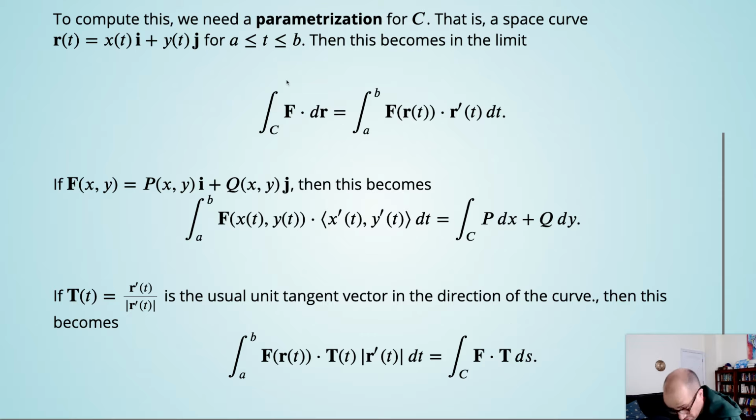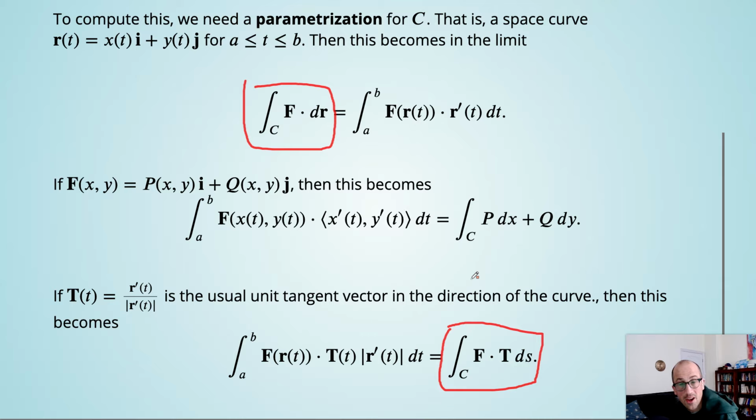Let me circle those so that you can see them. This guy here, the line integral of a vector field, that's the new notation. This we could have interpreted carefully in the beginning of this video. So the integrand here is a scalar. It's the dot product of the vector field with the unit tangent vector, but then integrating with respect to arc length.